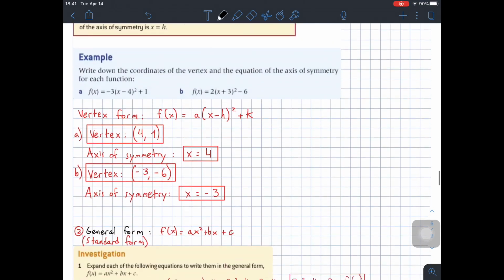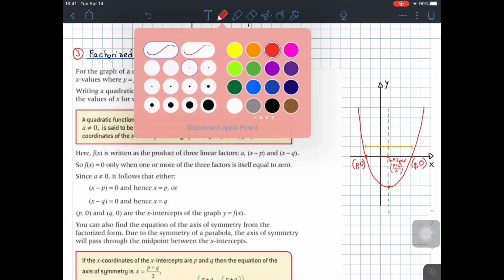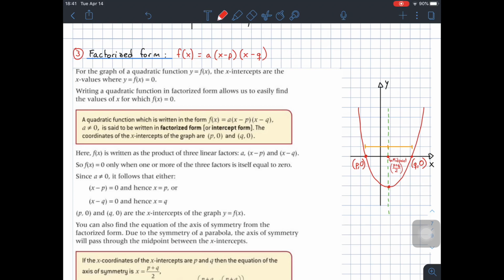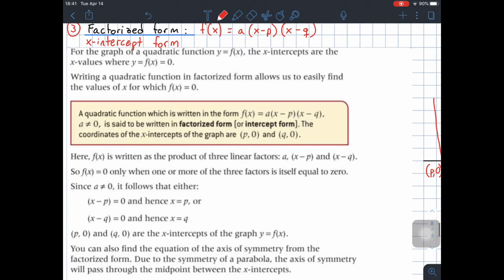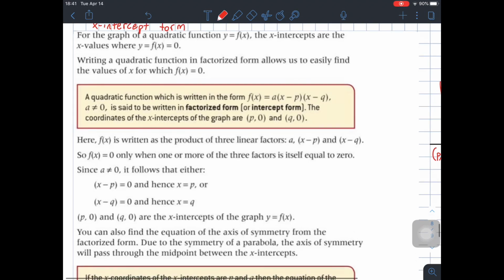So let's go down. We already did all of this. So this is the factorized form, also known as the x-intercept form. X-intercept form. This is another name for this case. And you see it's f of x equals a times x minus p times x minus q. So it says, for the graph of a quadratic function, y equals f of x, the x-intercepts are the x values where y equals f of x equals 0.